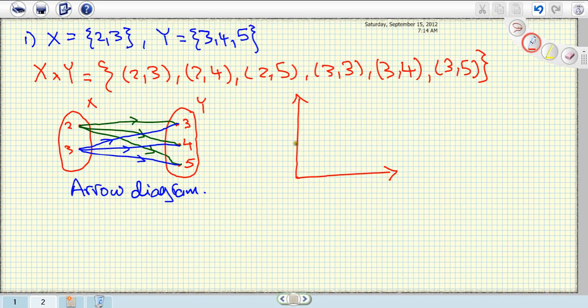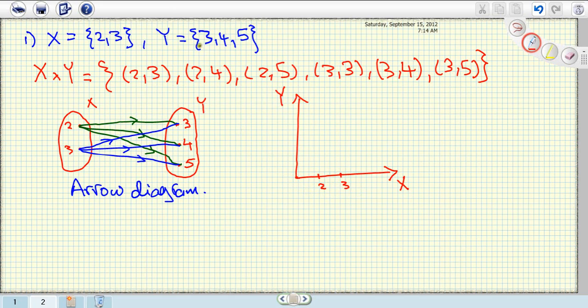Okay, the Cartesian product of x and y is represented by two axes, the horizontal axis for the first set, which is x, and the vertical axis for the second set, which is y. Then I'm gonna put the numbers of x, 2 and 3, with equal distance starting from the origin. So this is 2, and I'm gonna move another distance equal to this distance. So this is 3.